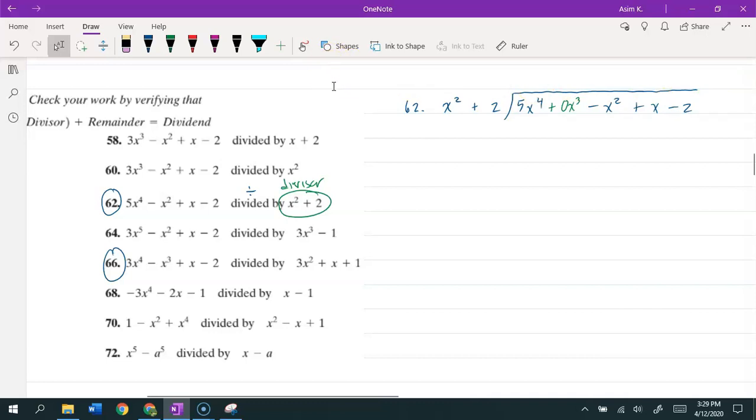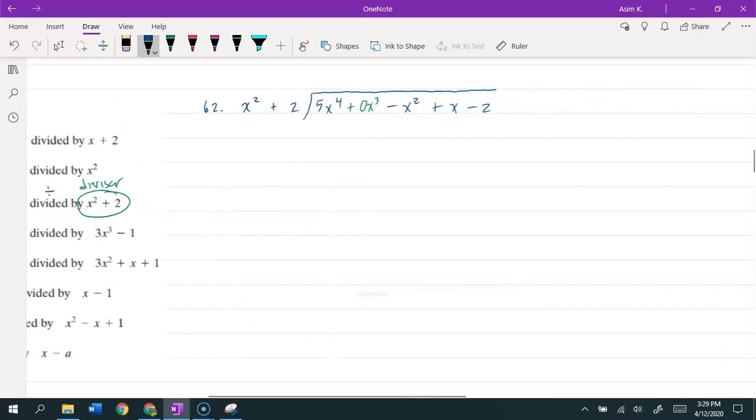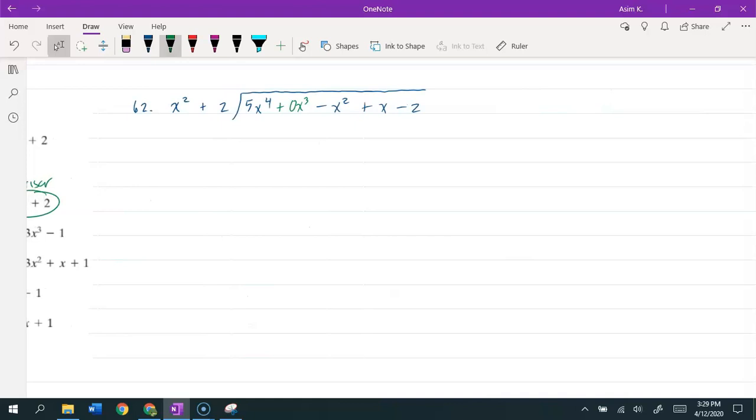It's also known as an algorithm. And an algorithm, basically, you keep repeating the same process. Okay, so it takes a learning curve, and let's go ahead and get started. The first thing that you do is you say, what is x squared, right? How many times does x squared go into 5x to the power of 4? That's the first question you ask yourself.